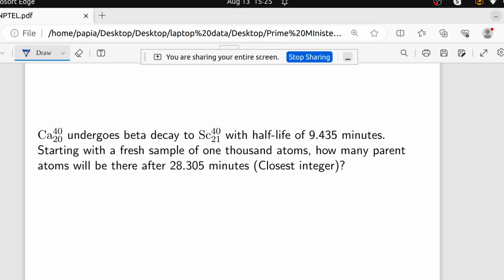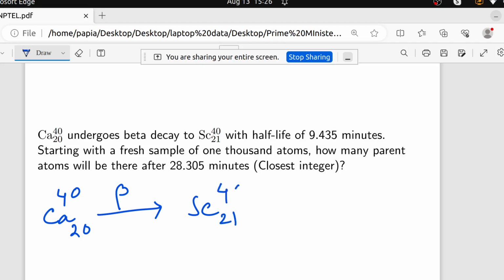Okay, so what is the question asking? The question is telling that we have previously calcium with Z equals 20 and A equals 40. Now after beta decay, it is becoming scandium with Z equals 21 and A equals 40, plus a beta minus particle. You can see that the Z number and A number are balanced: 21 minus 1 is 20, and 40 plus 0 is 40. Good. So this undergoes a beta decay to scandium with a half-life.